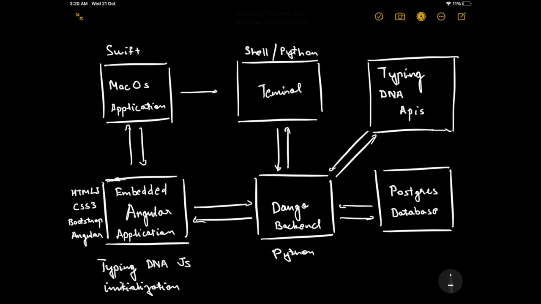Once verified, it actually creates an access token. That access token is generated on the basis of command level, and that command level access token is passed to the Angular UI, which is passed to the Swift application, which in turn is passed to the terminal. The terminal, once running the application, checks with the Django backend whether that token is verified or not, and if it's verified, it'll run that command.